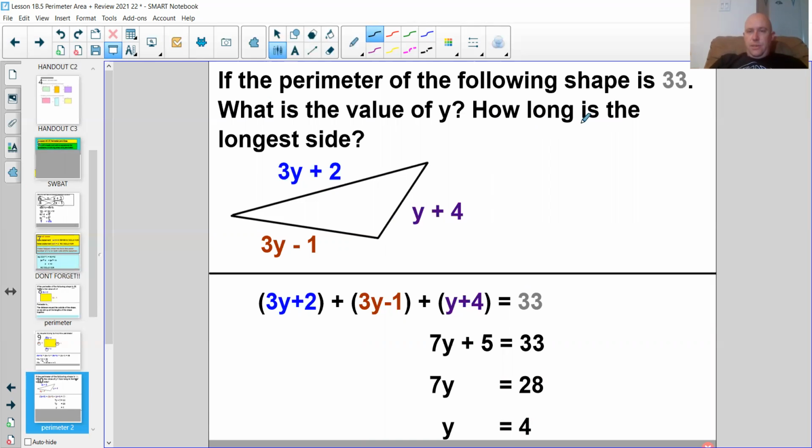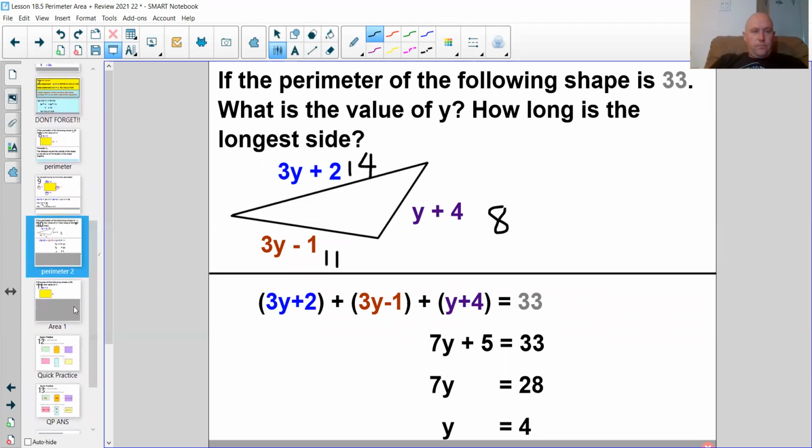Now, I did throw in this question this time, how long is the longest side? So if we know that y is 4, 4 add 4 is obviously 8. 3 times 4 is 12, minus 1 would be 11. And 3 times 4 is 12, plus 2 is 14. So how long is the longest side? Well, clearly 14 is the biggest of those numbers. From the picture, you can kind of tell that this probably was the longest side, but they don't always draw pictures to scale. So it's probably easier just to do that quick little check, just so you can find out.